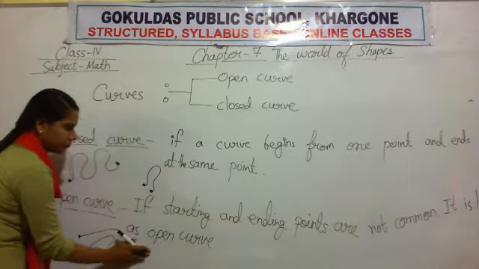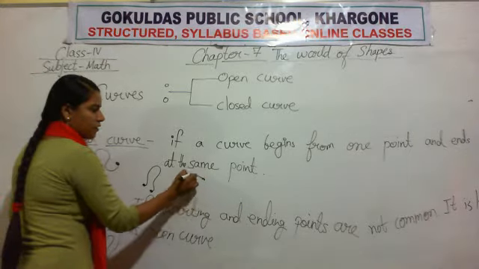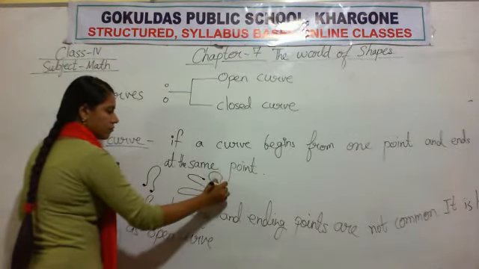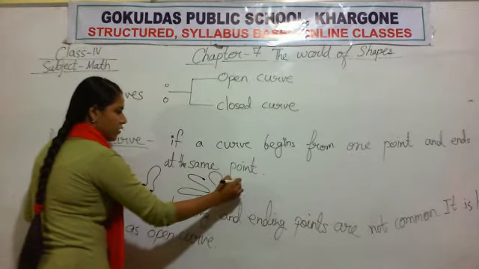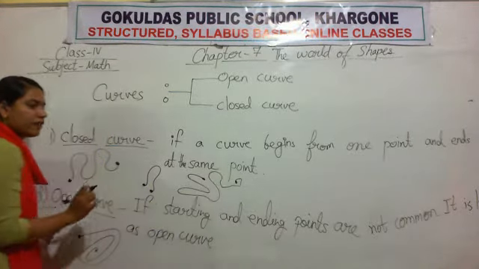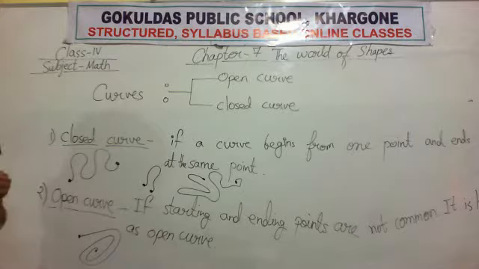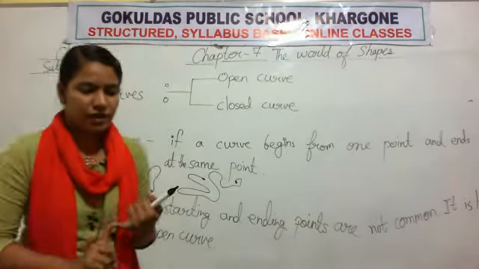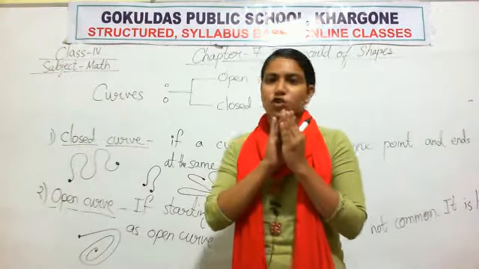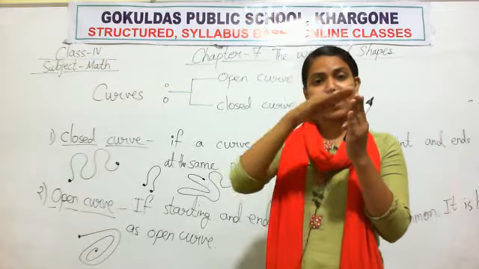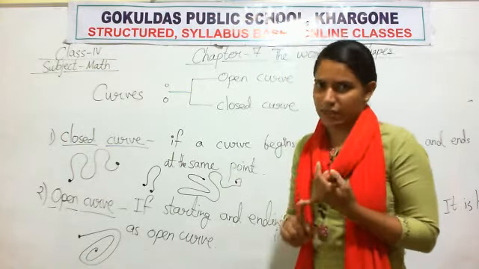It is my starting point. It is the ending point. So starting and ending point are different. It is called an open curve. So I hope you understand what is a curve. A line that is not straight, that is somewhat bent, is known as a curve.